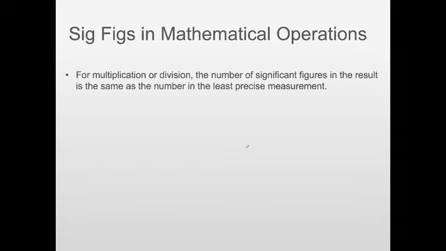All right, now when using mathematical operations, how do we calculate the number of sig figs in our answers? For multiplication and division, the number of significant figures in the result is the same as the number in the least precise measurement. So if we were going to multiply 4.56 times 1.4, the calculator is going to spit out 6.38. The issue is that the least precise number only has 2 significant figures, so we should really report our result as 6.4, only having 2 significant figures.